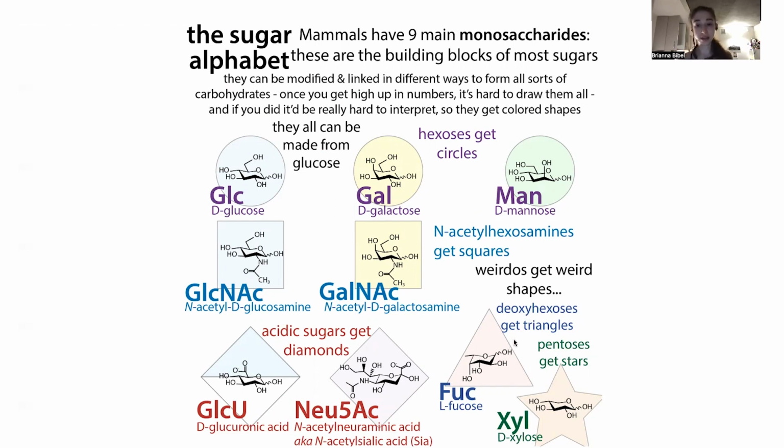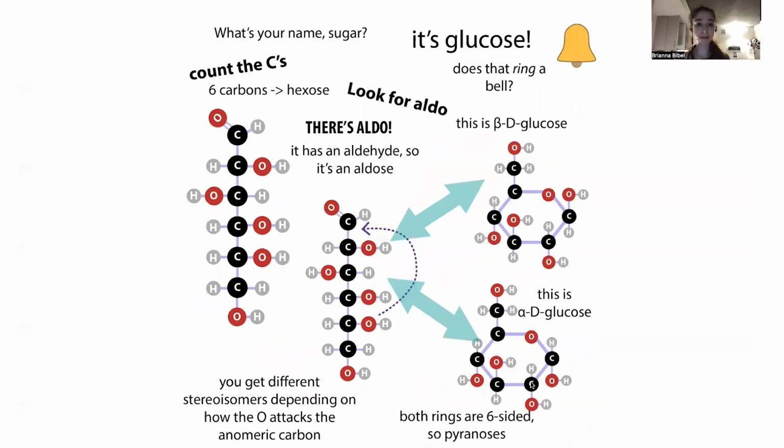And then you have weirdos that get weird shapes. Deoxyhexoses get triangles and pentoses get stars. Pentose would be five-carbon sugars. Okay, an example is xylose.